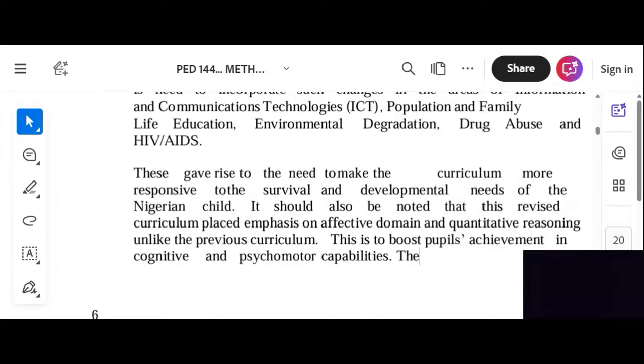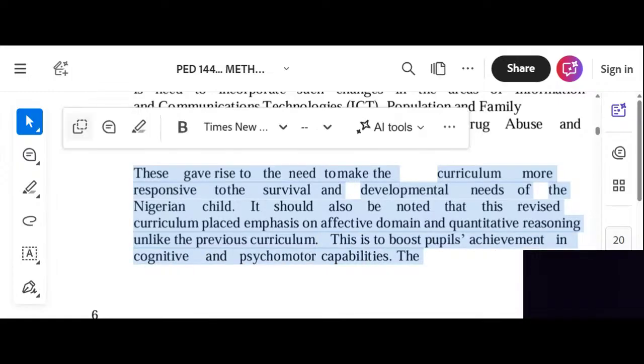So now let's continue. I'm still trying to explain this. Let me highlight it so that you know what I'm explaining. Now, another thing you see there is that it mentioned affective domain. I know we have done affective domain a lot of times. What it means is that the new curriculum, the new design, focuses more on two important areas that were not given much attention in the first curriculum. What are those important areas?